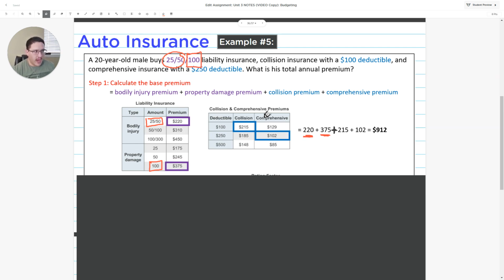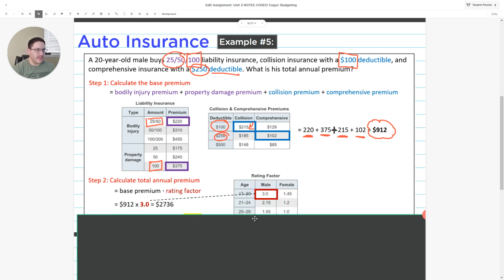Then we're going to go to the collision and comprehensive premiums. The collision insurance is a $100 deductible for collision. So $100 deductible means we're going to pay a premium of $215. And then the comprehensive is a $250 deductible. So $250 is $102. Add that all together, and we get $912 as our annual premium when we add this all together.